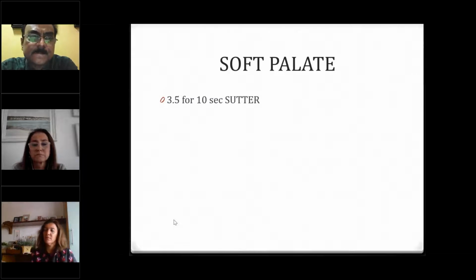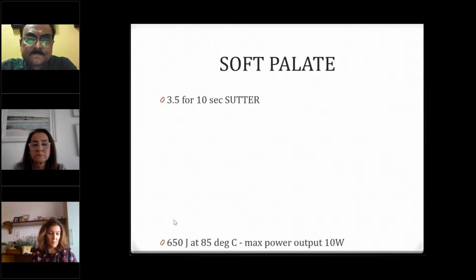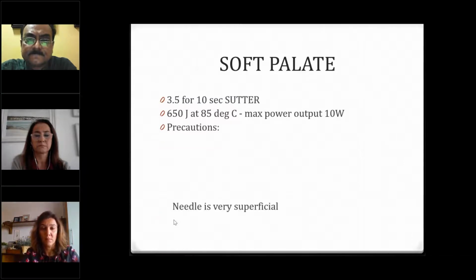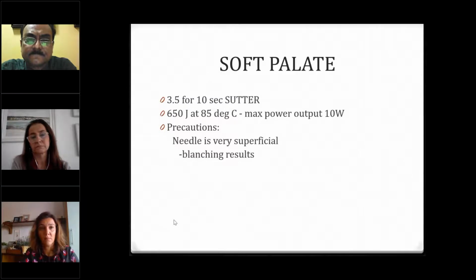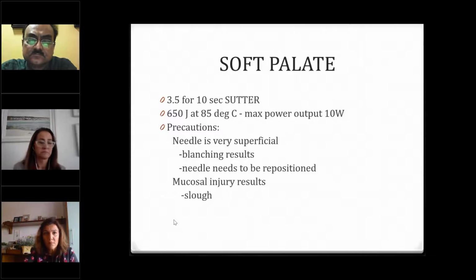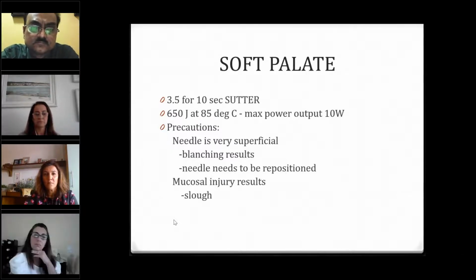The settings which we use are 3.5 for 10 seconds in Sata, 650 joules at 85 degrees centigrade, maximum power output of 10 watts. Precautions: the needle should be very superficial. Blanching results if you use overpower or go too deep. The needle needs to be repositioned if there's blanching. We don't want palatal perforation if the radio frequency ablation energy points are too close to each other. The inflammatory settings will coalesce and it can result in a palatal perforation. So the needle needs to be repositioned if there is too much blanching.